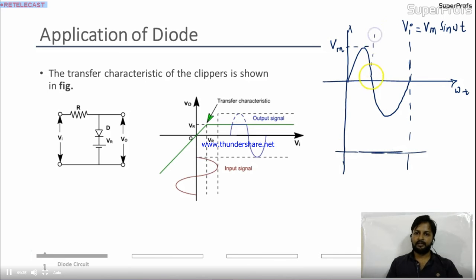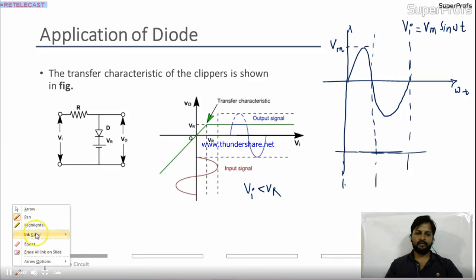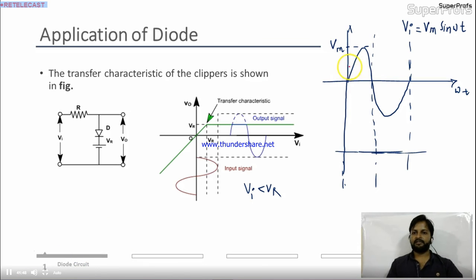So, the condition is the input Vi is less than Vr. This Vr is fixed, right? On the positive side, having some value, let me draw the line for Vr. Here it's Vr, a constant quantity. Now the question is, where Vr is greater than Vi. This is the Vi, this entire waveform is for the Vi.